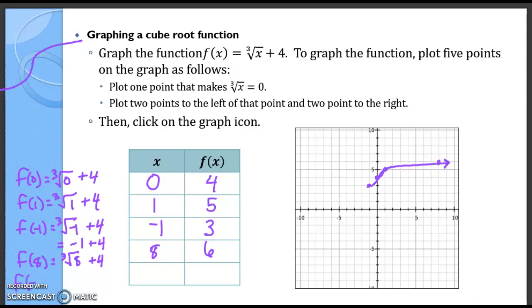Okay, what about negative 8? Negative 8 is very similar, but the cube root of negative 8 is going to be a negative 2. So negative 2 plus 4 becomes a positive 2. So when I plug in negative 8, I get a positive 2. So at negative 8, I'm going to be at a positive 2. And that is graphing a cube root function.